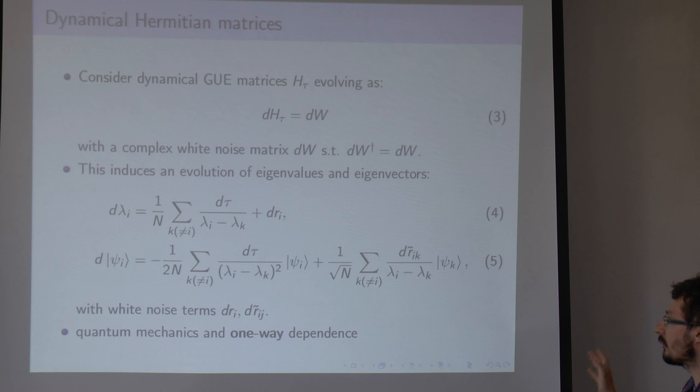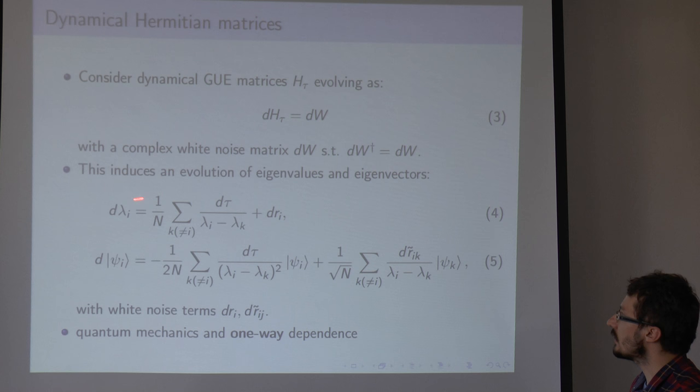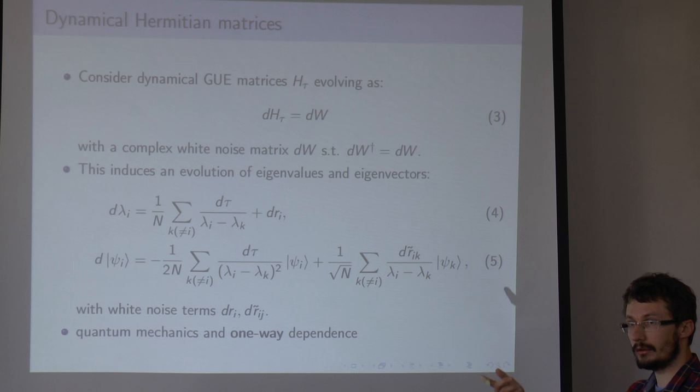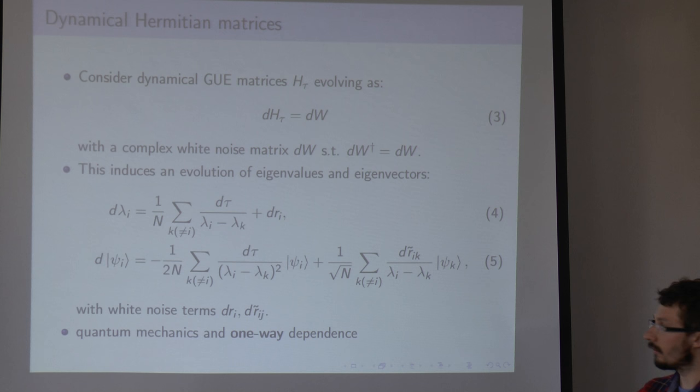And so the most important thing which I want to emphasize here is that there is one-way dependence. What do I mean by one-way dependence? These guys move and interact with each other, so eigenvalues interact with eigenvalues. On the other hand, the eigenvectors depend on eigenvalues and on eigenvectors. The dependence of eigenvalues on the eigenvectors is not there, right? So in other words, we can just simulate the eigenvalues, plug them in here, and then simulate the eigenvectors. So the correspondence is just one way.